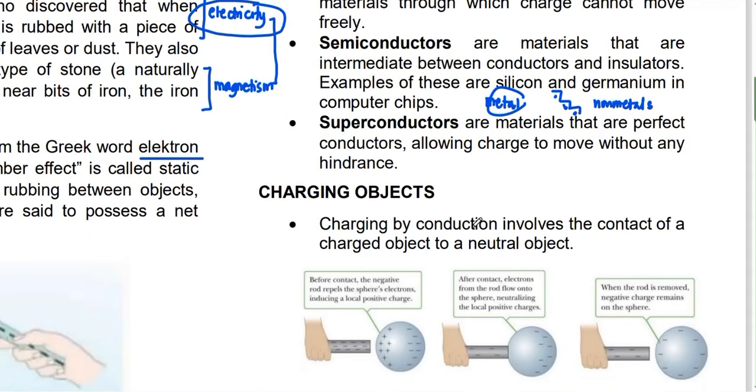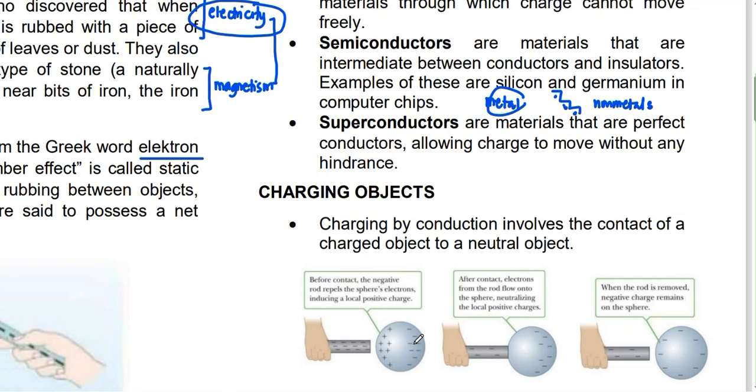Charging by conduction involves the contact of a charged object to a neutral object, which is shown here. Say for example, we have a negatively charged rod and we have a sphere which is neutral. Meaning, in chemistry we learned that for neutral objects, the positive and the negative charges are equal. So the number of protons equals the number of electrons.